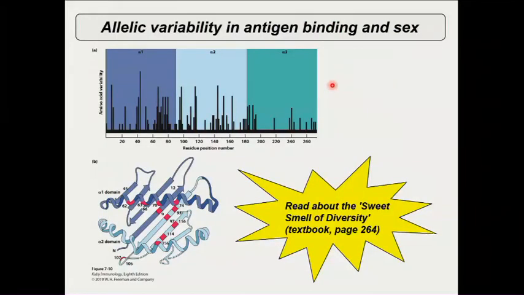There is also an odd thing, that this allelic variability is not just important for antigen binding, but also for who you choose to procreate with. And this is one of the stranger bits of our textbook. There's a chapter entitled Sweet Smell of Diversity. So people believe that you can sniff out the ideal partner, and that whether you like someone or not, whether you're more likely to have sex and babies, depends on the MHC protein.